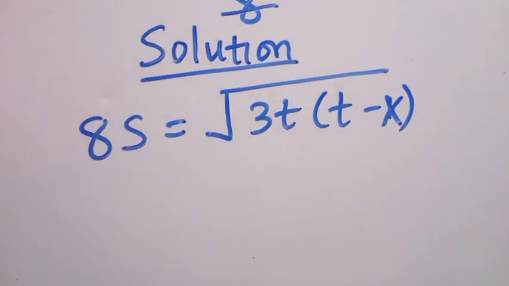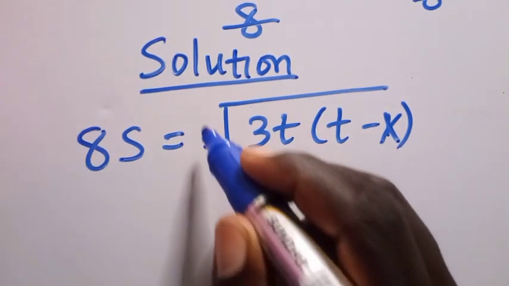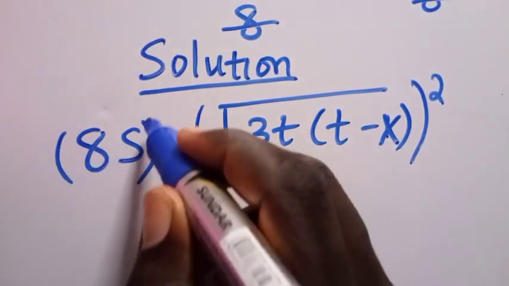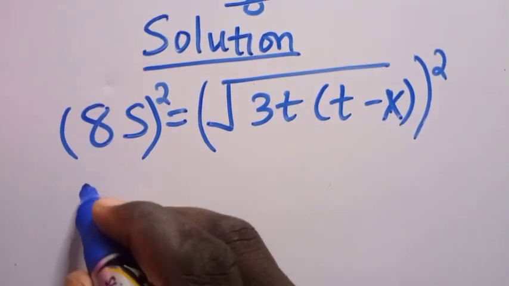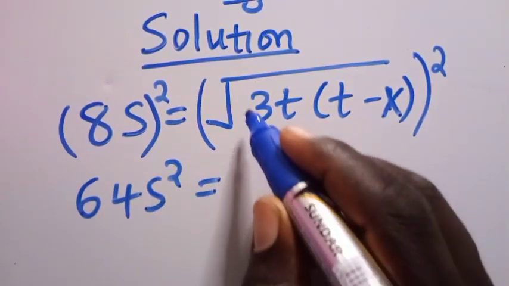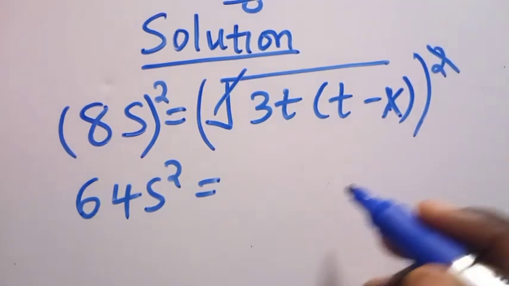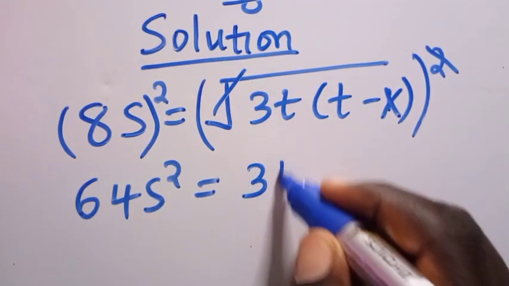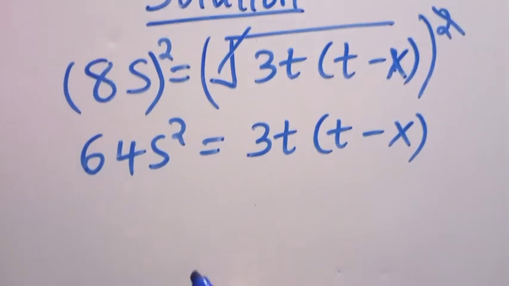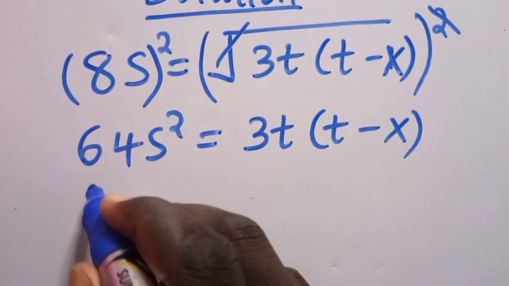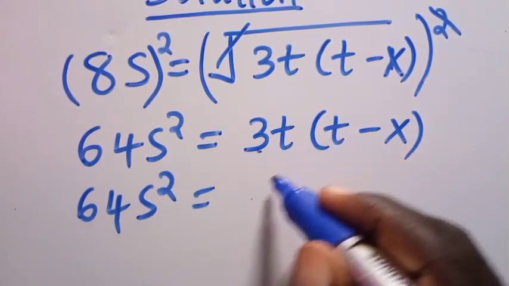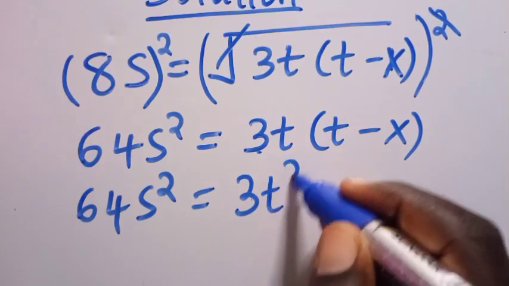Now, from that point, we shall remove the square root sign by squaring on both sides. And if we square on both sides, that means we shall have 64s squared equals, this square root sign goes with this square, and therefore we shall have 3t into t minus x. Now from that point we shall open the bracket. Therefore we shall have 64s squared equals 3t times t, it will be 3t squared.